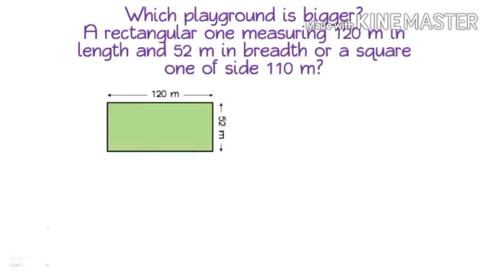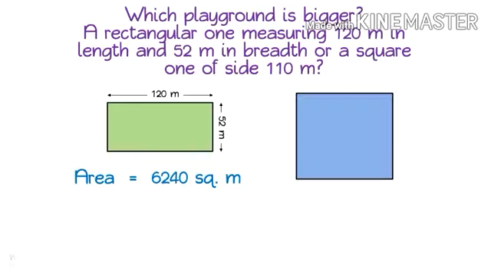We have to find the area of the rectangle. Let us use the formula. Area of a rectangle is length into breadth. We put in the length, that is 120 meters, and breadth, that is 52 meters, and multiply to get the area. Therefore, the area of rectangular ground is 6240 square meters.